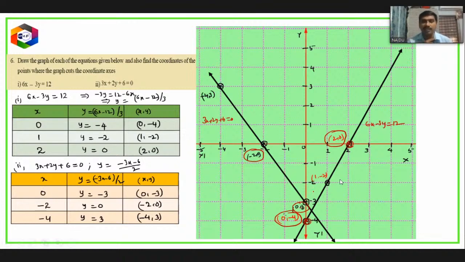From the graph, it is very clear where it is intersecting the x-axis and where it is intersecting the y-axis.